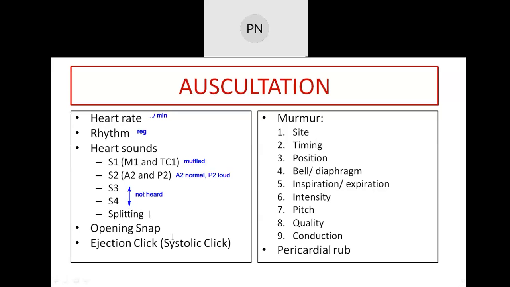Splitting here will be normal. Normal means A2 followed by P2. That is the rule, and here also there will be A2 followed by P2. You can argue that A2 will happen earlier, causing a wide split, which is okay. A wide splitting is still a normal splitting because A2 is followed by P2. So it is slightly wider. Of course, it's wide, but you may not mention that. So you can just say it's normal. Only when it is reversed or absent, we comment on that.